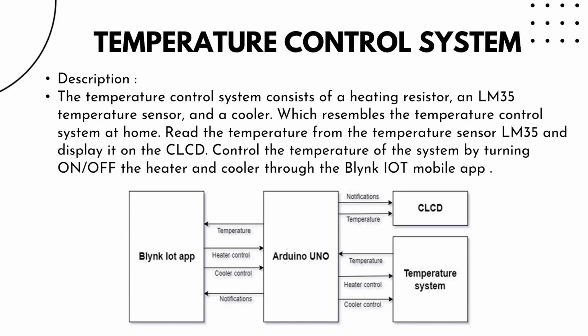Moving on, the next thing which I would like to show you in the project is the temperature control system. The temperature control system consists of a heating resistor, an LM35 temperature sensor, and a cooler, which resembles the temperature control system at home. It reads the temperature from the LM35 temperature sensor and displays it on the CLCD display, controlling the temperature of the system by turning the heater and cooler on or off through the Blynk IoT mobile application. This is the description of the second project.